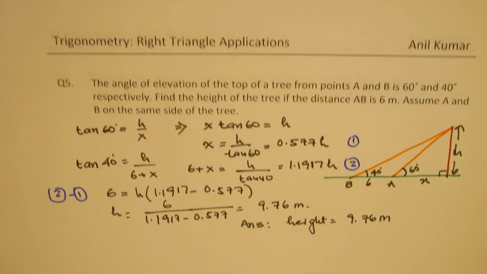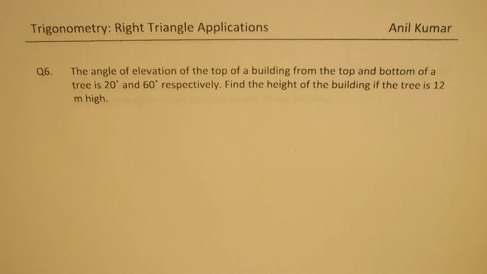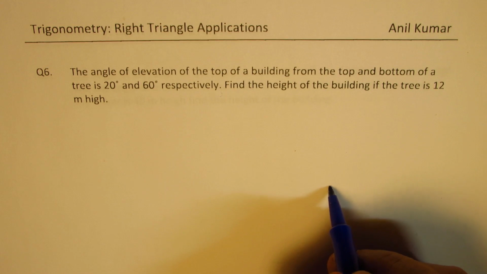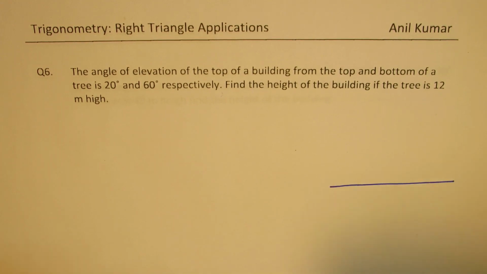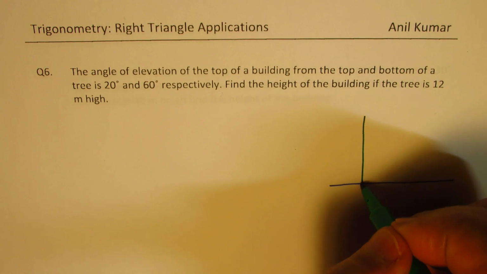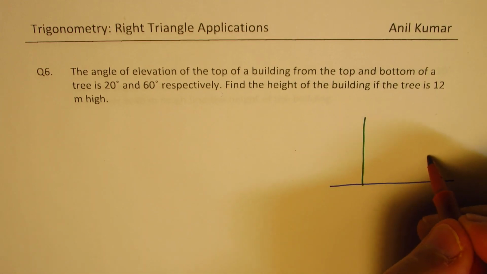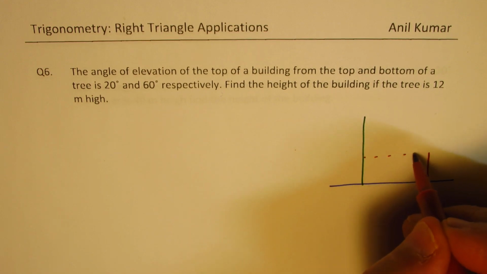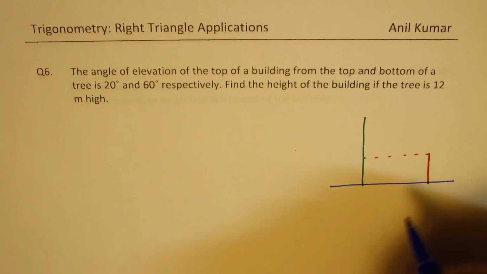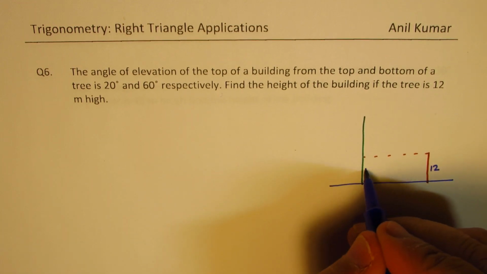Right, so we have almost done 5 questions, halfway. Now let's take question number 6. The angle of elevation of the top of a building from the top and bottom of a tree is 20 degrees and 60 degrees respectively. Find the height of the building if the tree is 12 meters high. Okay, so let us say these two things are right there. We have a big building here and we have a tree. Okay, so the height of the tree is given to us as 12 units, right? So this will be 12.